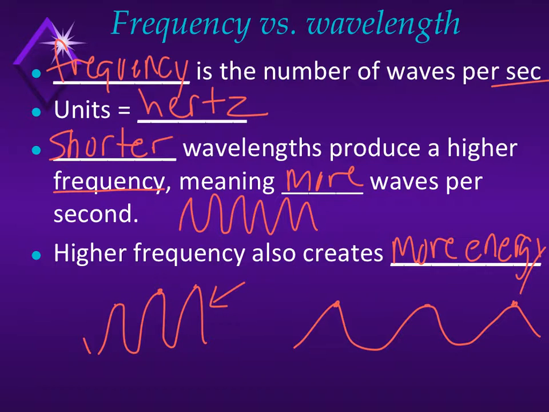Okay, so this is going to create more energy here than over on this side. So this one would have a high frequency, this would have a low frequency. It's kind of like a heartbeat, where if your heart is beating fast, it's going more frequently, whereas if it was a low frequency, it wouldn't be producing as much energy, and it would have a low frequency.